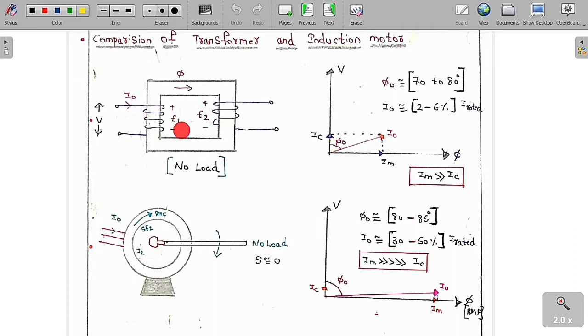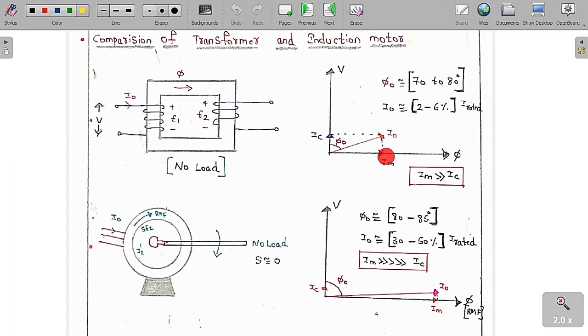This is the EMF induced in the primary coil, E2 is the EMF induced in the secondary coil, and phi is the flux flowing in the transformer core. Then I want to draw the phasor diagram at the no load condition. This is the supply voltage V. As I have already told you, the flux phi in the transformer is going to lag the supply voltage by 90 degrees, and phi is produced because of Im. Im is nothing but the inductive part, so for an inductor, the current is going to lag the supply voltage by 90 degrees, and Im is responsible for the flux phi. Then definitely there will be a current I0.